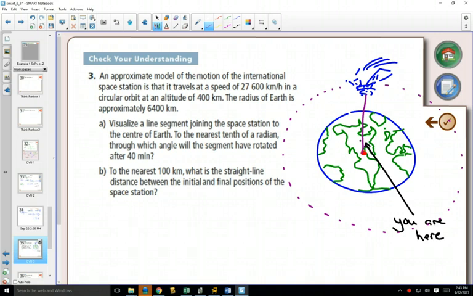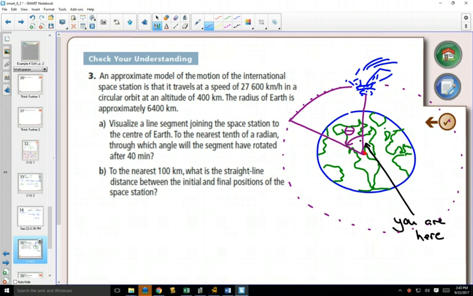Okay. So now we've got this. We want to know in 40 minutes, this is going to be somewhere along this. So we don't know how far, but in 40 minutes, maybe it gets this far. To the nearest tenth of a radian, through which angle will it have rotated? So it has rotated this much. What would that angle be? Yeah, we're going to have to do a little bit of changing here.